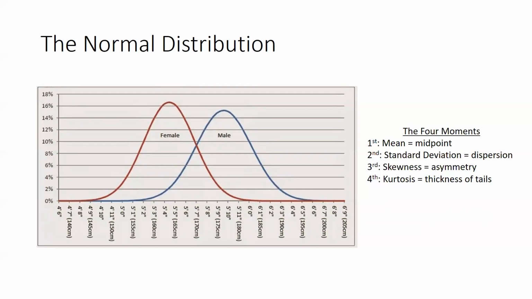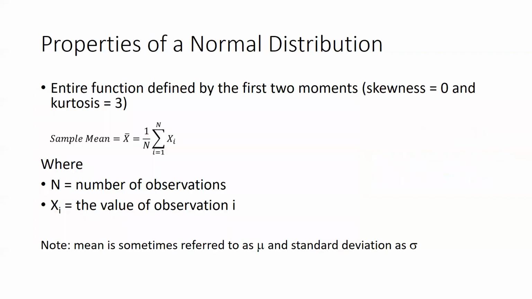Okay, the fourth moment, the fourth defining statistic for any distribution is called kurtosis. This is the thickness of the tails. How fat are the tails? So we're talking about this area of the graph over here. Okay, so any distribution can be defined by these 4 moments: the midpoint, which is the statistical mean; the standard deviation, which is the average dispersion around the midpoint; skewness, which is the asymmetry, and kurtosis, which is the thickness of the tails.